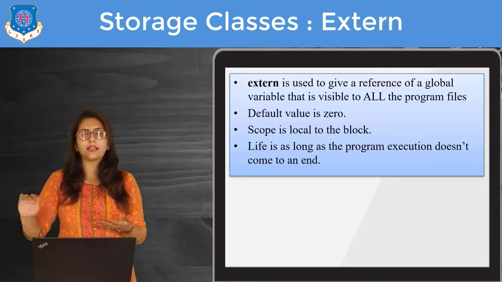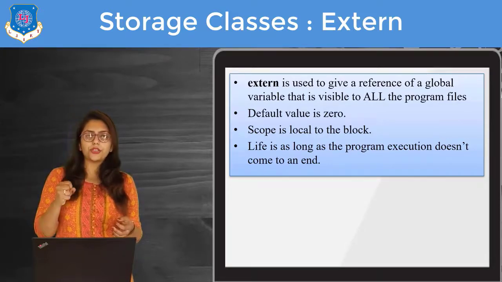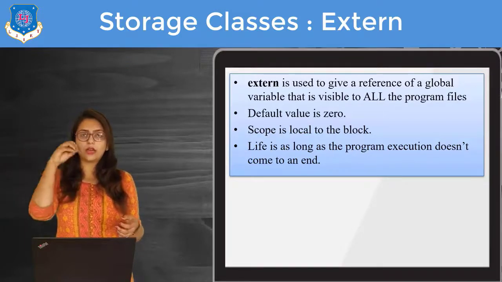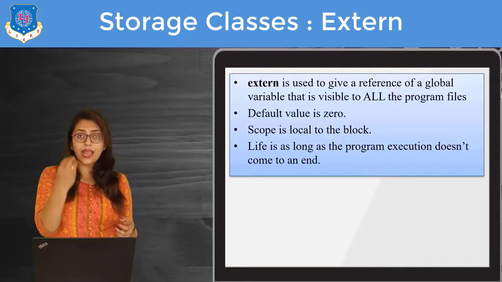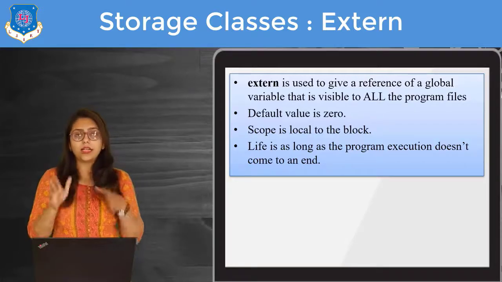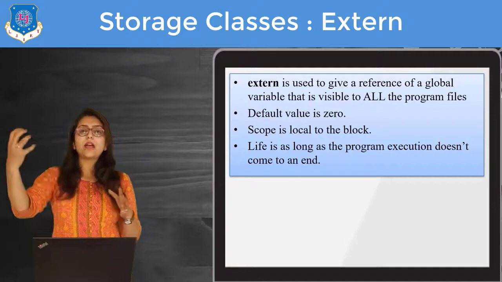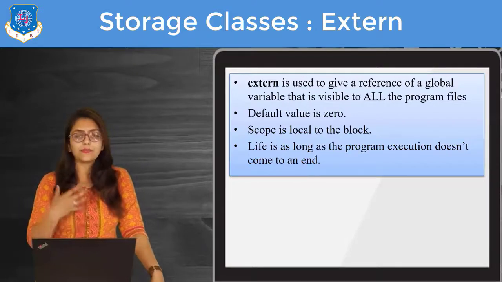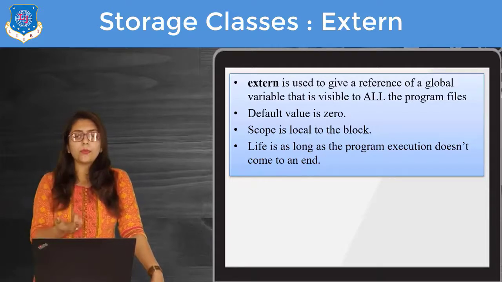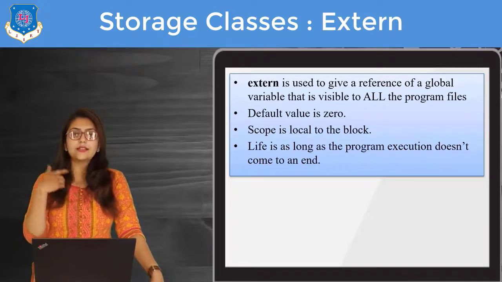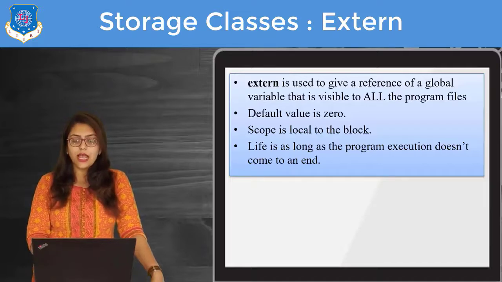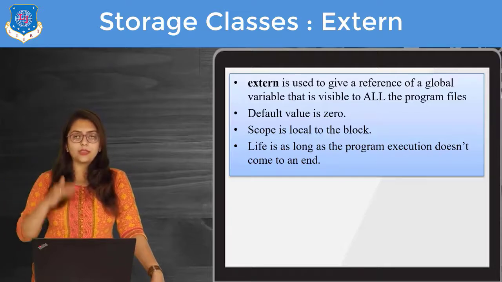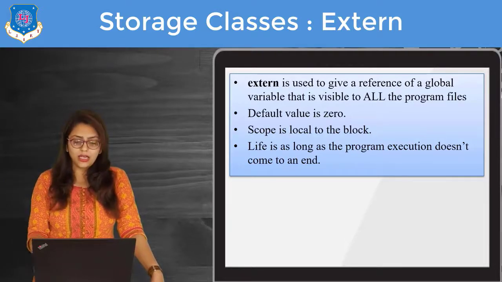So whatever C files are there, you want to use one function such as printf, right? printf is being loaded from the .h file, that is the header file of standard input output. So basically we are going to use them externally. The default value of an external variable is 0, and the scope is the whole program, and its life is as long as the program execution doesn't come to an end. So till the program doesn't end, the variable will be alive.